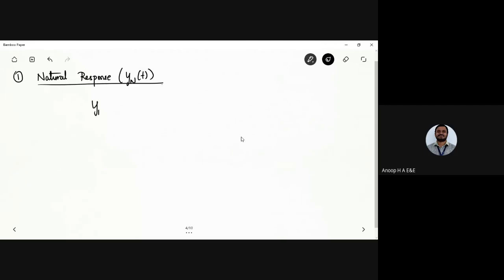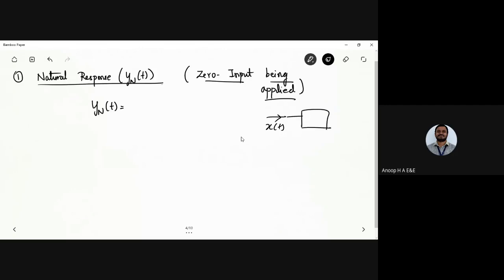So the natural response of the system is entirely dependent on the zero input being applied. Okay, so zero input being applied. What do you generally mean by zero input being applied? It means that no input is given to the system. If I have a system like this, x of t, and say an LTI system, and y of t is generally the output, then this input is in its absence, or the input is removed, or without any input: zero input being applied.